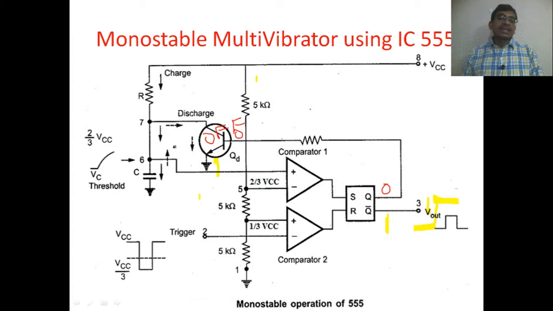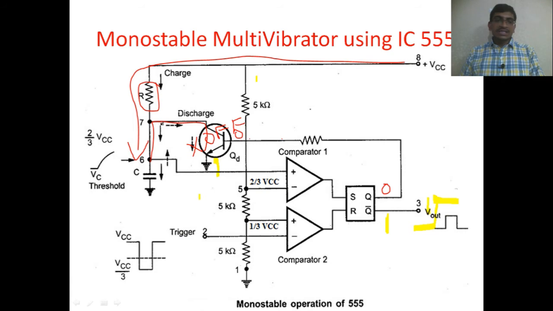At that time there is no connection between this capacitor and ground. Therefore, the entire voltage will be charged into the capacitor C through the resistor R. So this capacitor will start charging towards the VCC. This capacitor charging voltage is given to what? The pin number 6 and 7 combination.